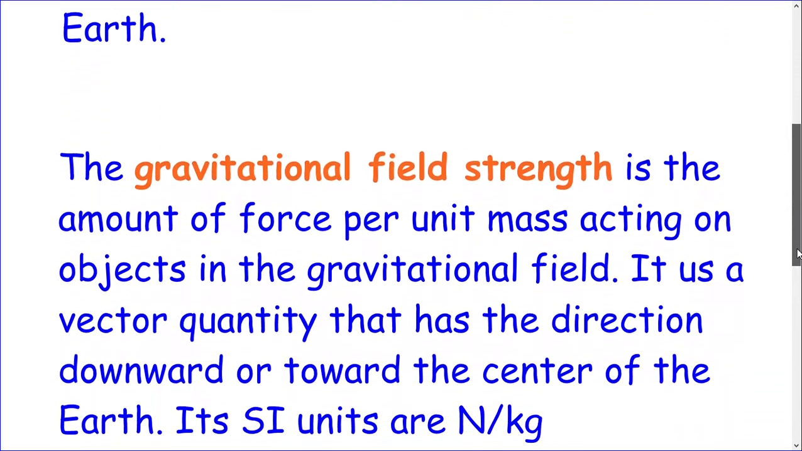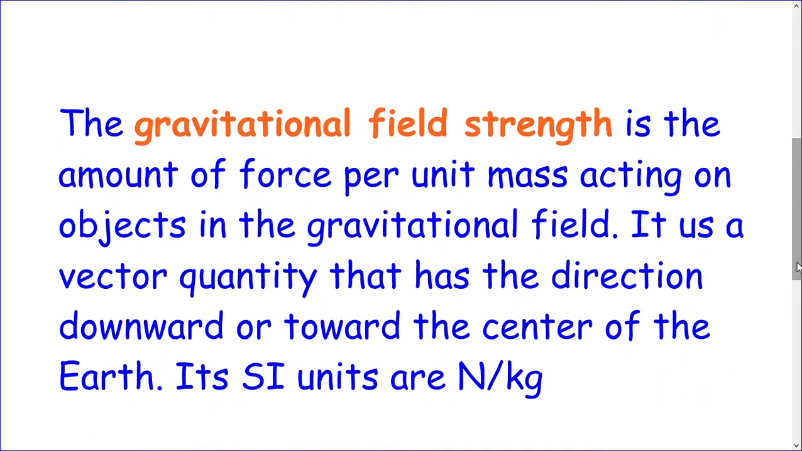So the gravitational field strength is the amount of force per unit mass that acts on objects in the gravitational field. The further away an object is from the center of mass, or center of the Earth in this case, the weaker that gravitational field strength will get. So it's a vector quantity that has the direction downward or toward the center of the Earth, and its SI units are in newtons per kilogram. Now, newtons per kilogram is something that we can manipulate, and I'll show you that in a second as well.